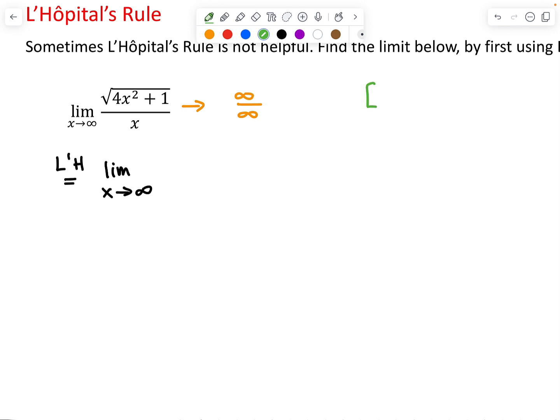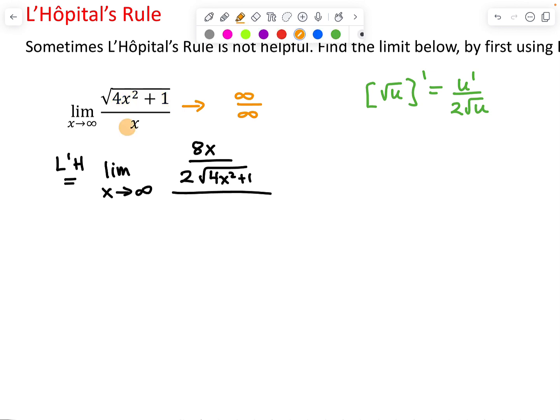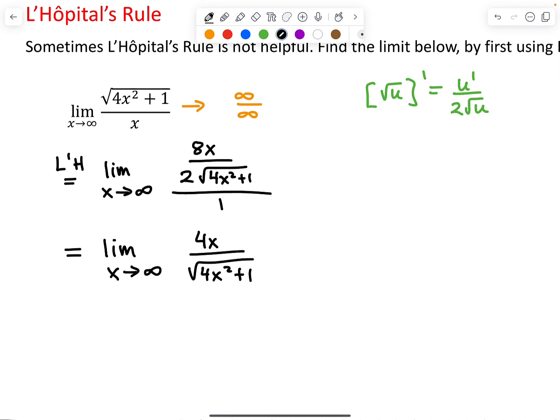Recall real fast that the derivative of the square root of u, using the chain rule, will be u prime over 2 radical u. So when I differentiate this numerator, the argument is 4x squared plus 1. The derivative of that is 8x, and then over 2 times the square root of the same radicand. And then all over the derivative of just x, which is 1. So simplify this. This is really just, in the end, 4x over the square root of 4x squared plus 1.